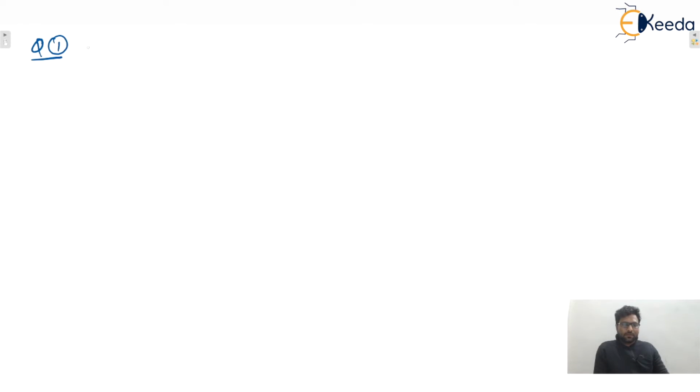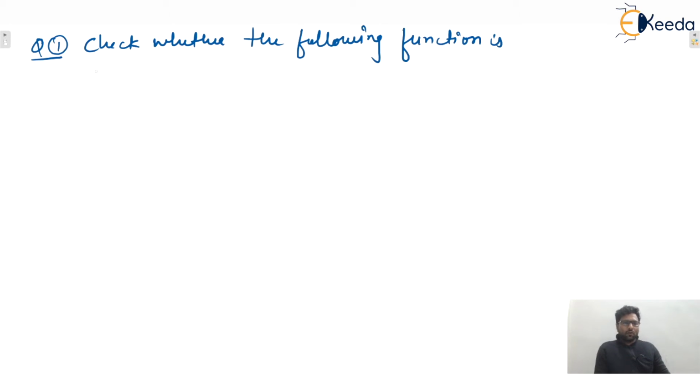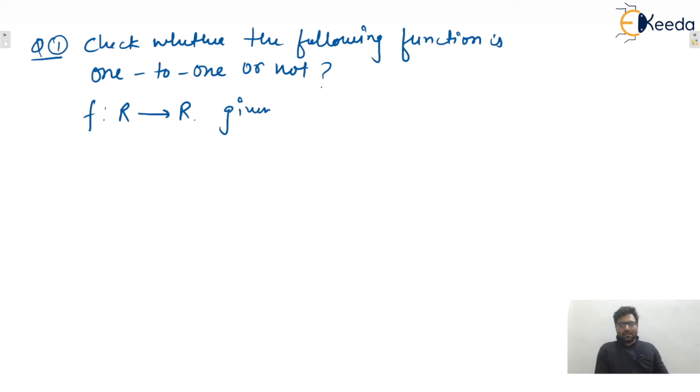Check whether the following function is one to one or not. Let's say a function is given to you from the set of real numbers to the set of real numbers, and it is defined as f(x) = x cube + 2 for every x belonging to the set of real numbers.